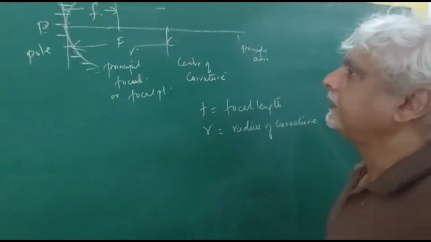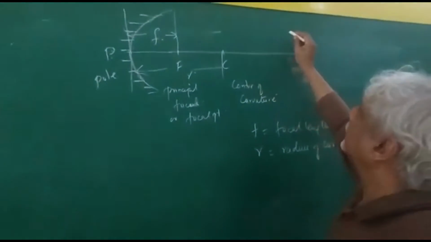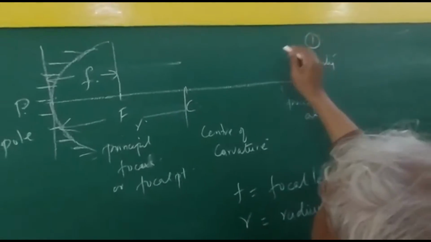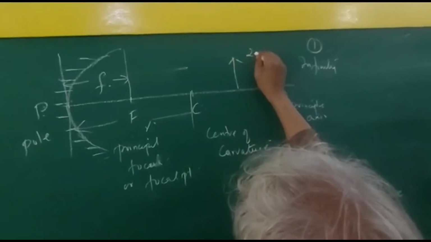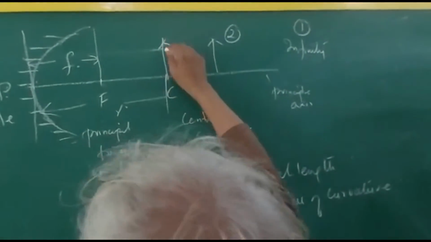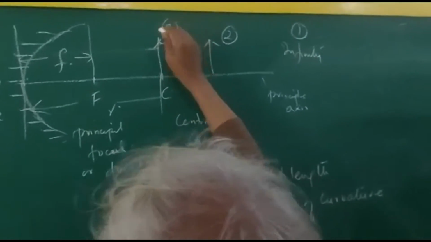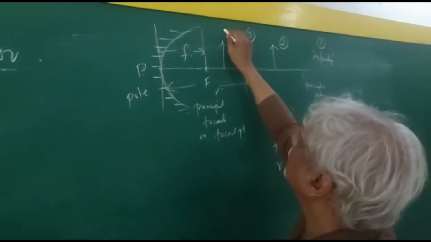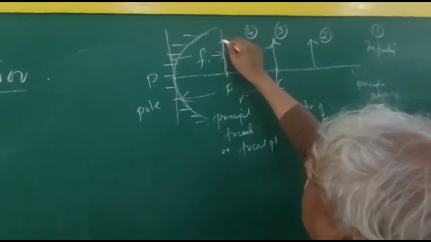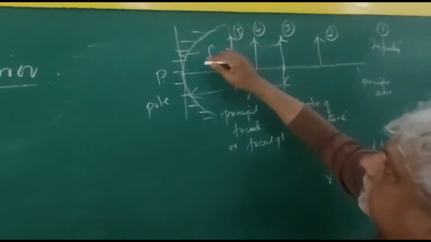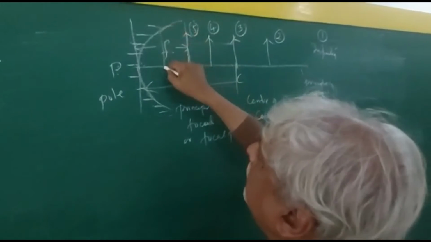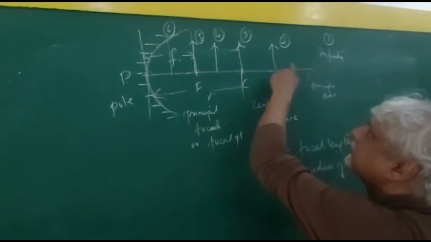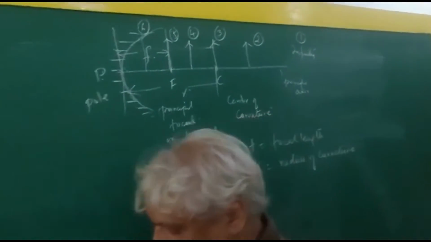Now we will be placing the object, say first at infinity, then beyond C, then at C, which is your center of curvature. Then between the principal focus and the center of curvature. We will then place the object at the principal focus, and finally between the pole and the principal focus. So we have these 6 cases. First, what happens when the object is placed at infinity?